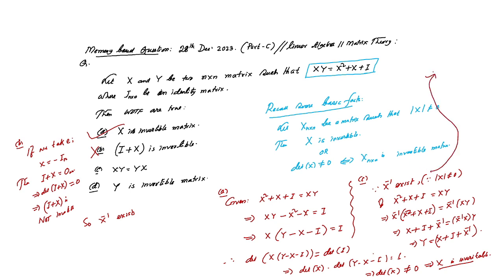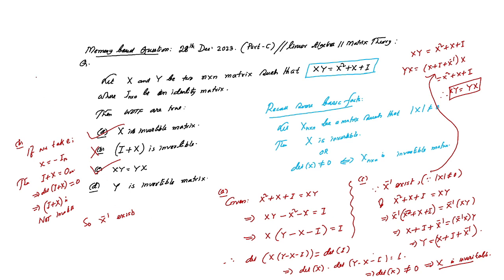So in that case, we just calculate XY. So this is X square plus X plus I, and YX, Y means X plus I plus X inverse, times X. So this is X square plus X plus X inverse X, that means identity. So what we proved? We proved XY equals YX. So that means option C is correct. Now we'll go to option D.